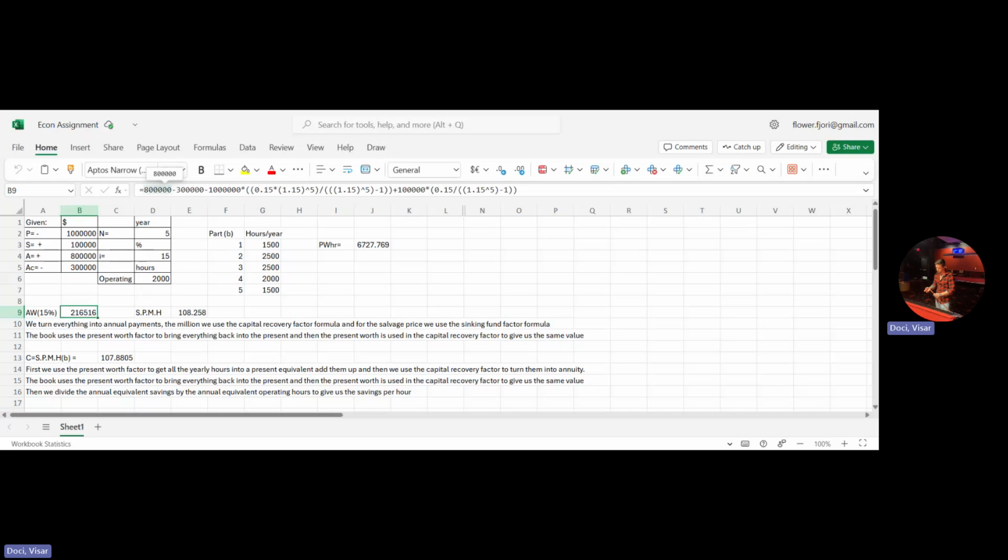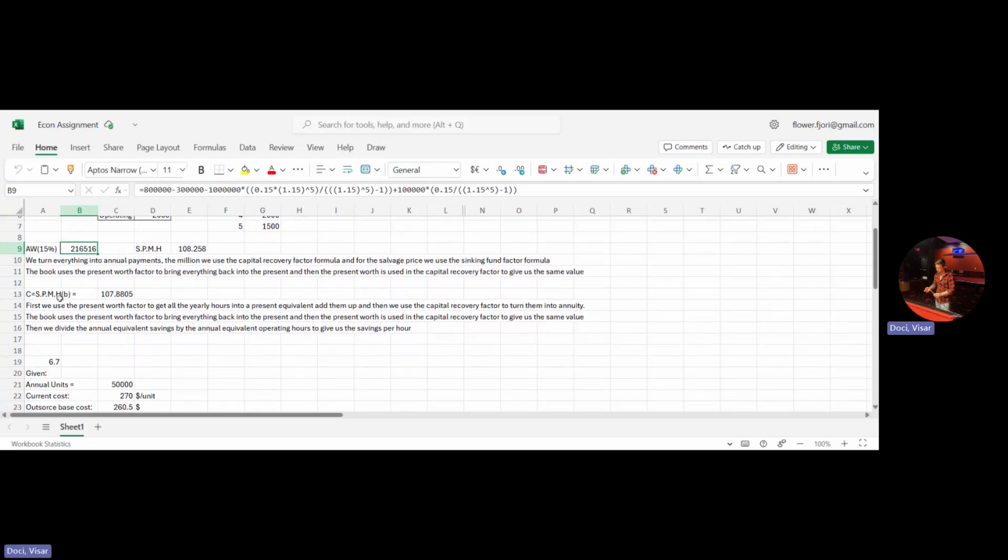So here we have the $800,000 of yearly savings minus the $300,000 of maintenance cost, minus the $1 million that we turn into an annuity, plus the $100,000 salvage price turned into an annuity as well, and we get 216,516. And to turn that into savings per machine hour, we have $108.25 per hour.